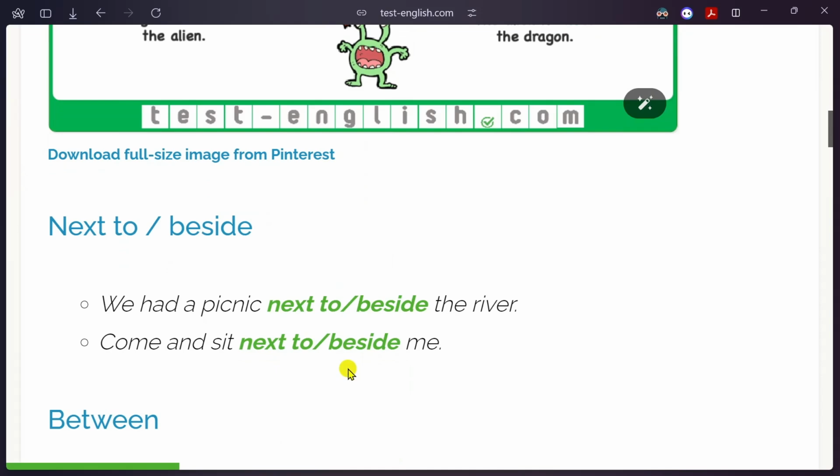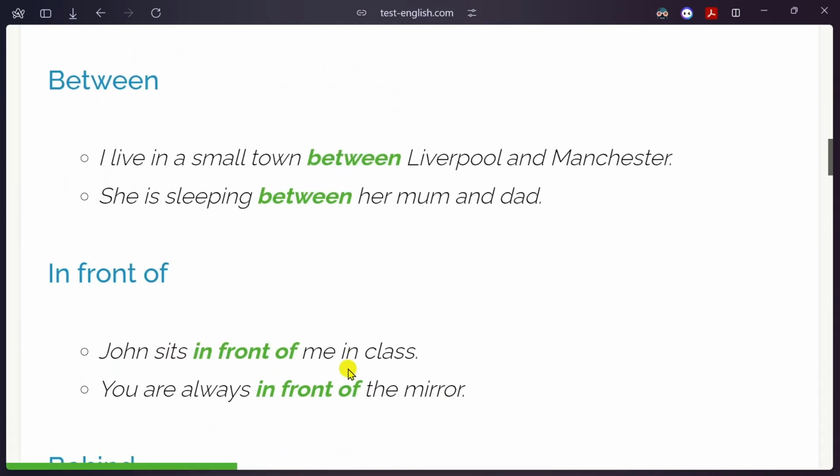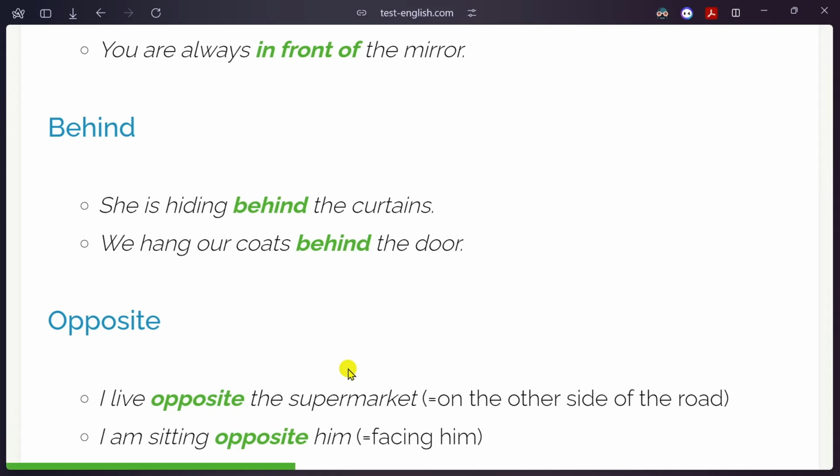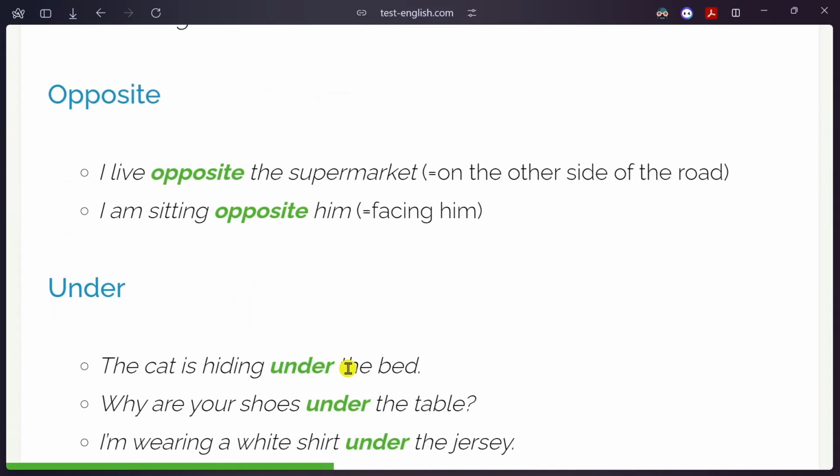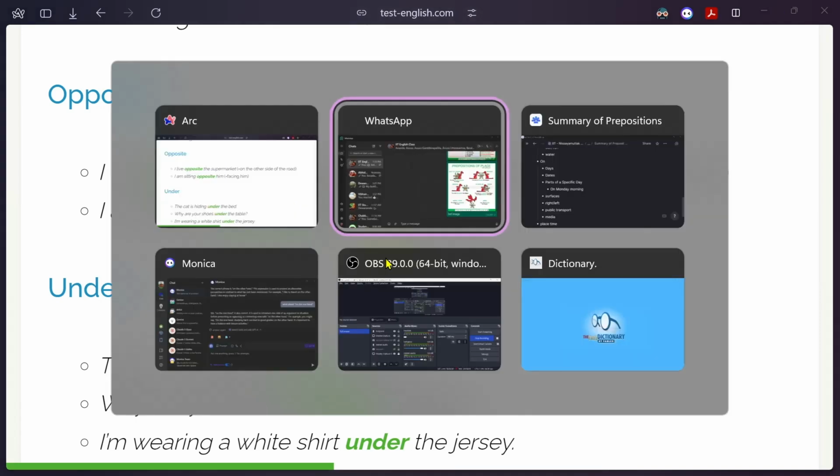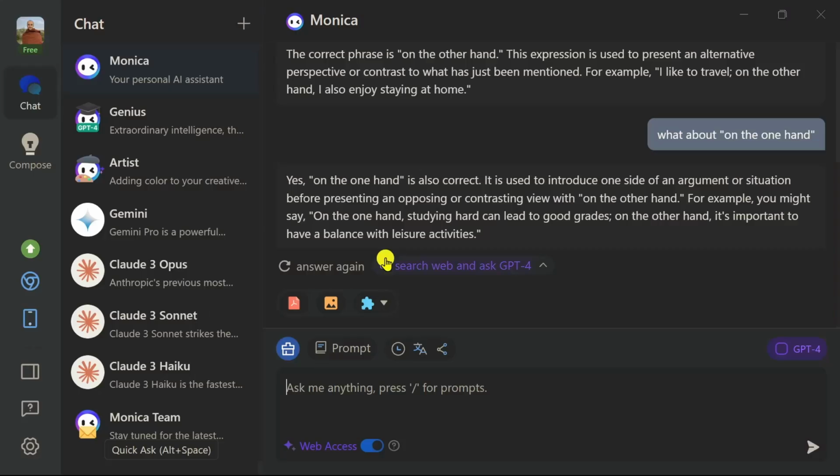Next to and beside we have, okay, between, in front of, behind, opposite. I want to ask Monica this. What is the difference, Monica? Now you become more sensitive to these things, no? What is the difference between opposite something and opposite to something?